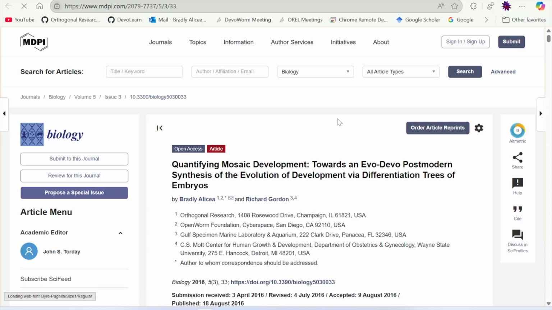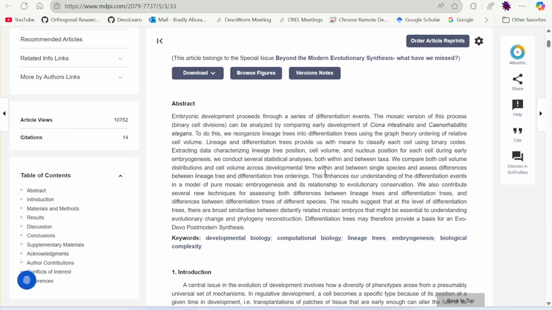So if we look at the paper here, it says Quantifying Mosaic Development. And we do this analysis of Ciona intestinalis and Caenorhabditis elegans. So one is, of course, our nematode, and Ciona intestinalis is a sea squirt. You might think that's quite a phylogenetic distance. How do you say anything about it? And one of the things about both of these systems is, first of all, there's a lot of secondary data that we can analyze. But secondly, they have a very similar mode of development.